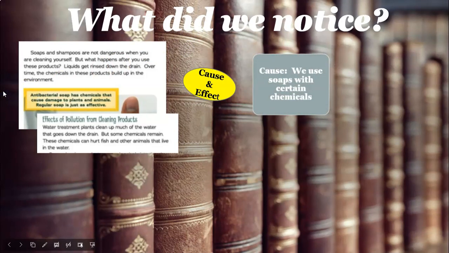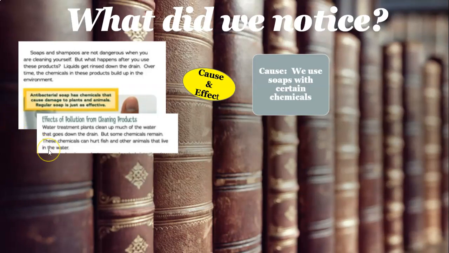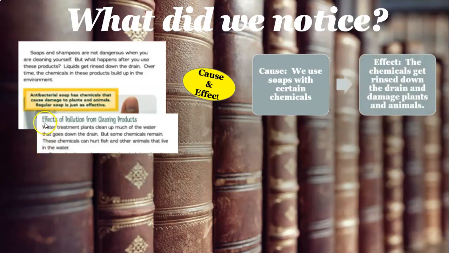Right. So the cause is we use soaps with certain harmful chemicals. And what is the effect of that? Boom. What's going on here right on your screen? The effect is the chemicals get rinsed down the drain and damage plants and animals. Oh, man, I even see that the author's done me a solid and told me effects of pollution. I don't know about you guys, but if something's called effects, I'm willing to bet that there was a cause right before it. I really appreciate the author helping me and all of you guys understand that this is a cause and effect structure.